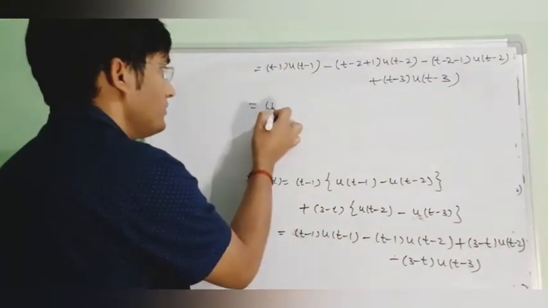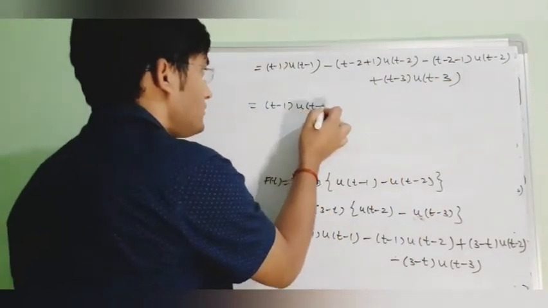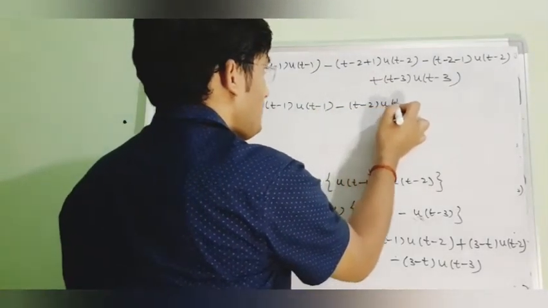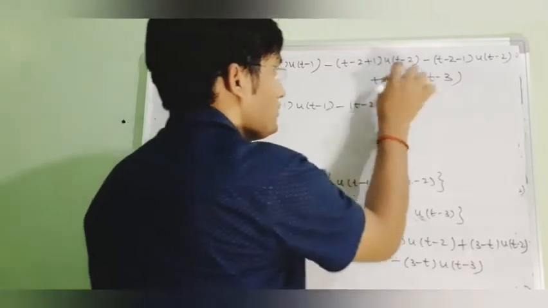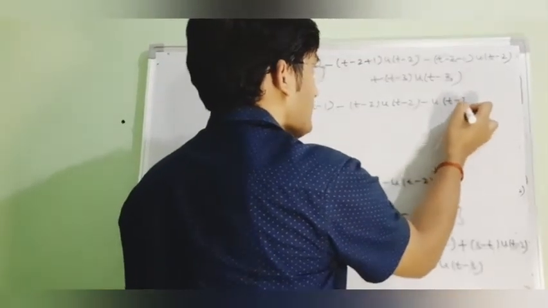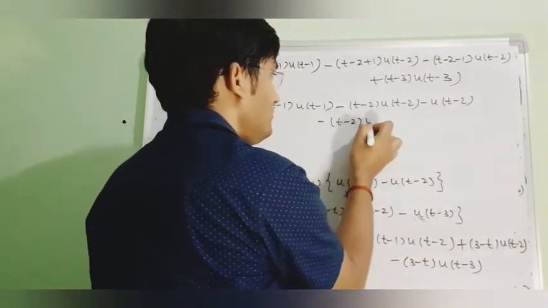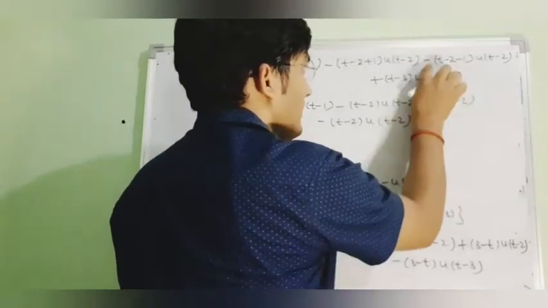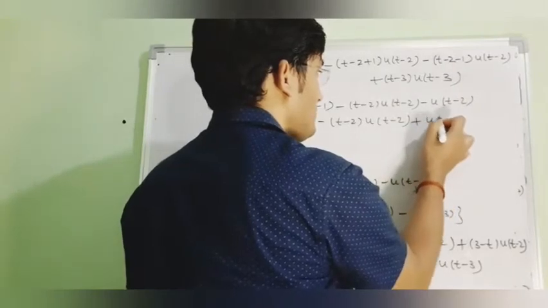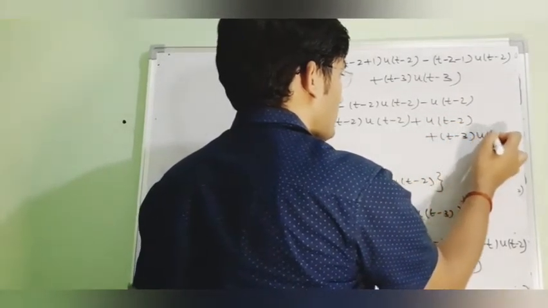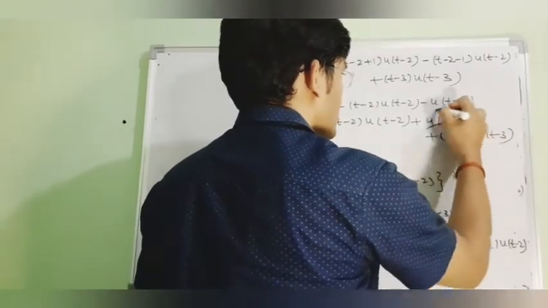Then again it is equal to (t minus 1) u(t minus 1). Now this will be your (t minus 2) u(t minus 2). Then this will be your plus u(t minus 2). Then here we will have minus (t minus 2) u(t minus 2). Then this minus minus is plus, so that means u(t minus 2). And then (t minus 3) into u(t minus 3). So you can see that this term is cancelled.